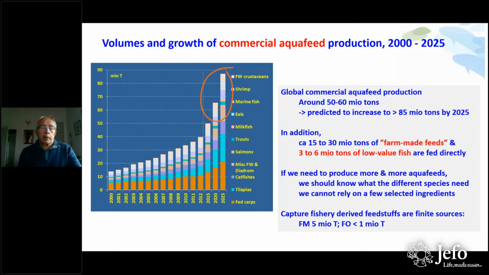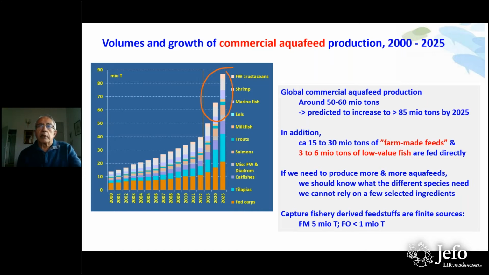One of the things that I want to start with is that commercial aquafeed production is expected to grow by more than 25 million tons within the span of the next 5 years. So this is something which is very important. At the same time, besides commercial aquafeed production, there are also farm-made feeds in different countries, especially in Asia. And also 3 to 6 million tons of low-value fish which are fed directly to fish in different parts of the world.